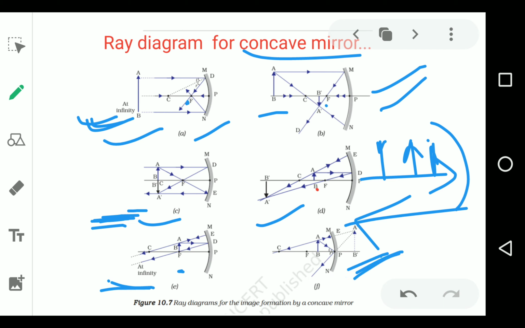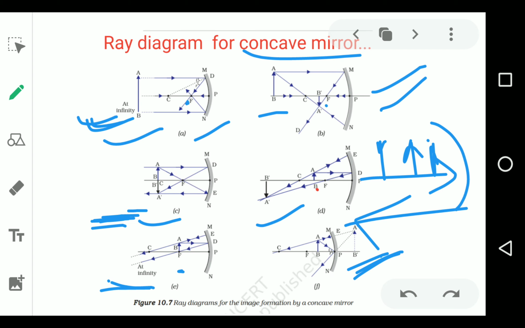In the third case, this is the object, always AB, and there is one parallel incident ray and another going through the focus. Remember, when the light ray is going parallel, it will always reflect through the focus, and when the incident ray is going through the focus, it will reflect parallel.